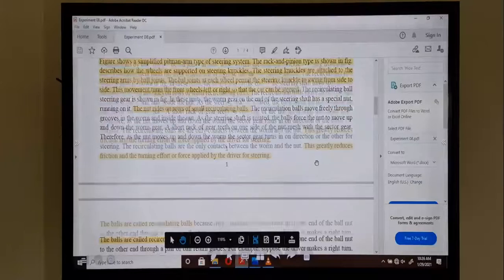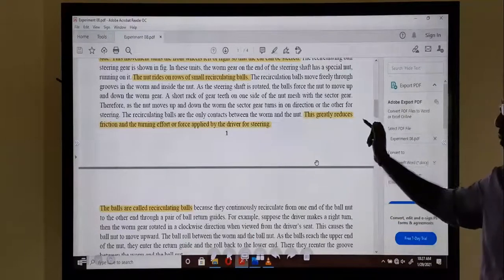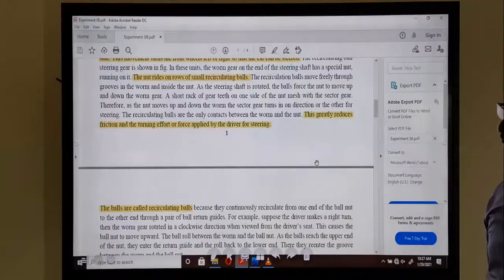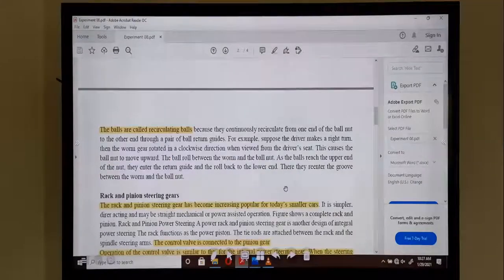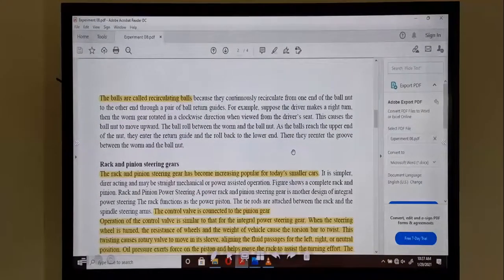So the recirculating balls greatly reduce the friction and the turning effort, the force applied by the driver for steering. Okay. So that is the advantage of using the recirculating balls.